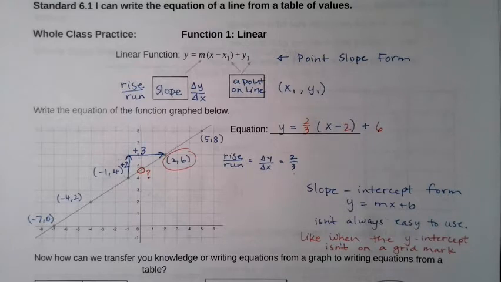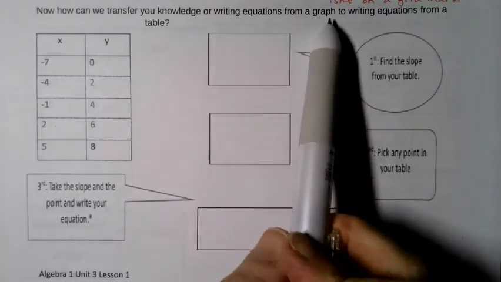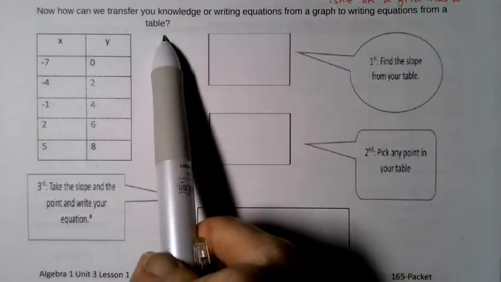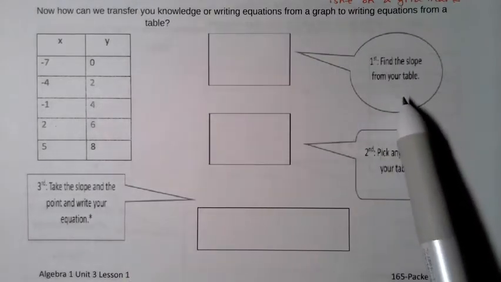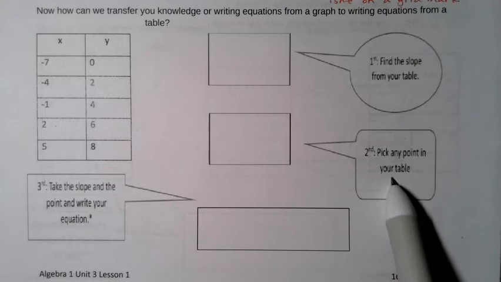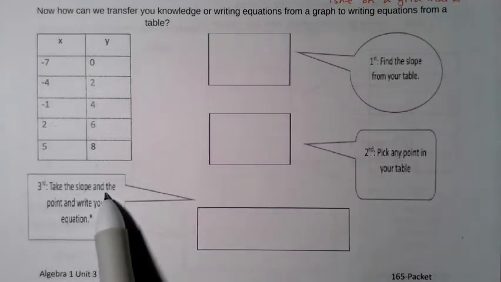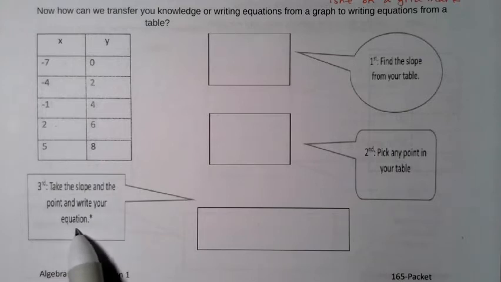We're going to use that form when we're writing equations from tables because it's also easier there if you're not given the y-intercept. Now we're going to transfer that knowledge of writing equations from a graph to writing equations from a table. And I have some steps here. First, we're going to write the slope from your table, and we're going to talk about how to do that. Second, we're going to pick any point from our table. Third, we're going to take the slope and point and write our equation.